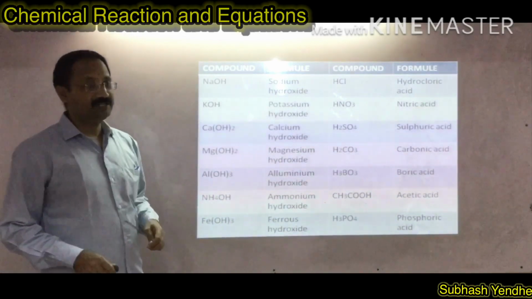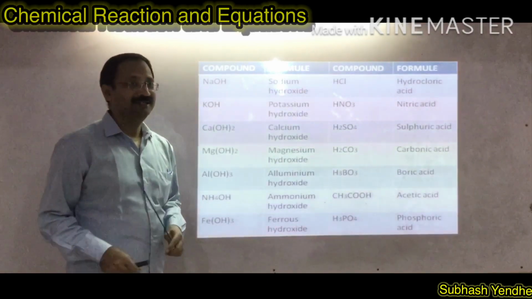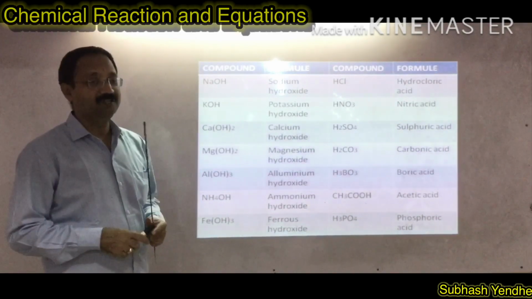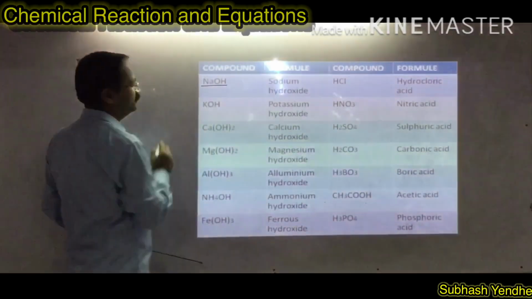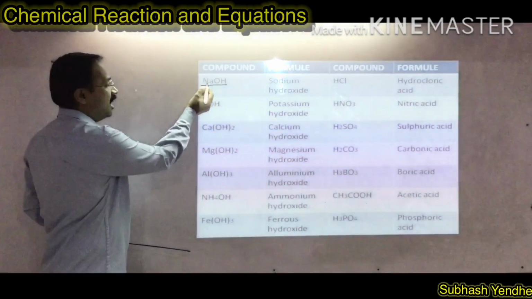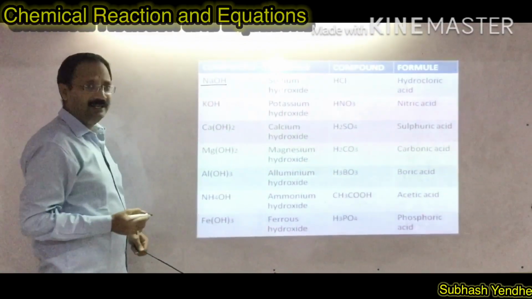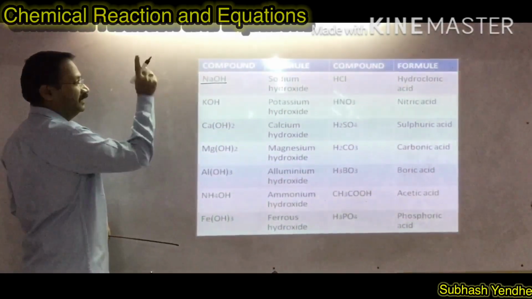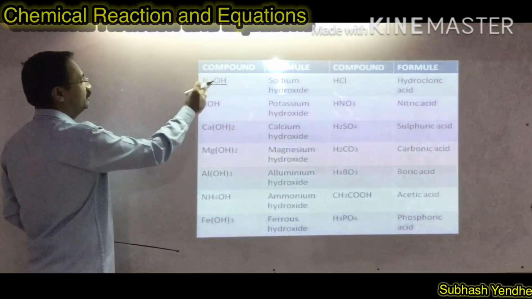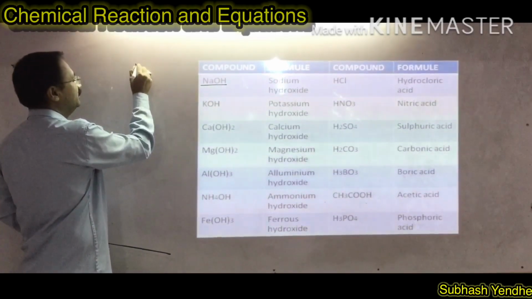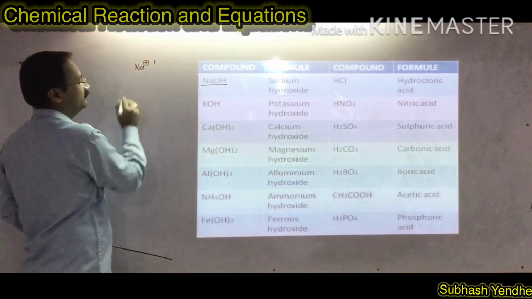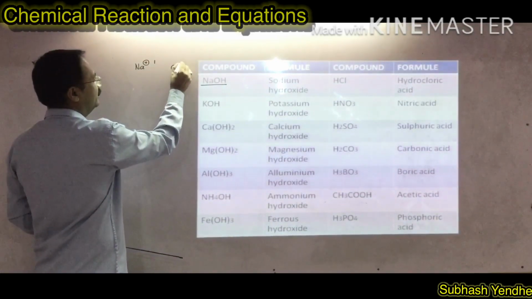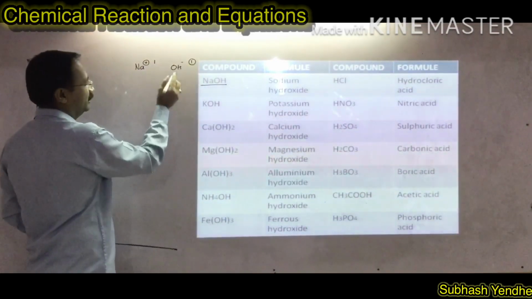Now there is one question. I know that there are a lot of questions in your mind. Sir, can you tell me how it forms? How do we get the formula of NaOH? It's very simple. First, I told you the valency. The valency of sodium is 1, and hydroxide, its valency is also 1.